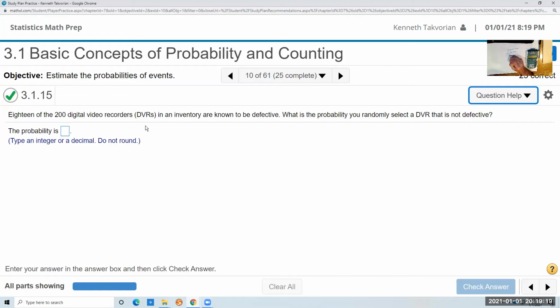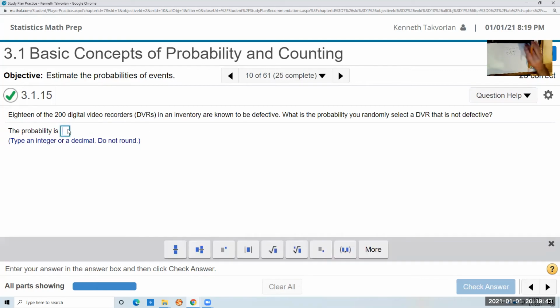So if we want the probability that they're not defective, we can subtract 0.09 from 1. Okay, so 1 minus 0.09 is an answer of 0.91. The other way we can do this, let me just see if I'm right.